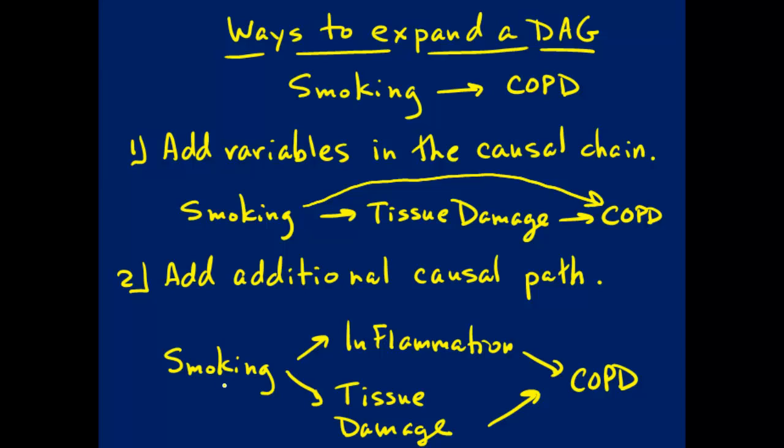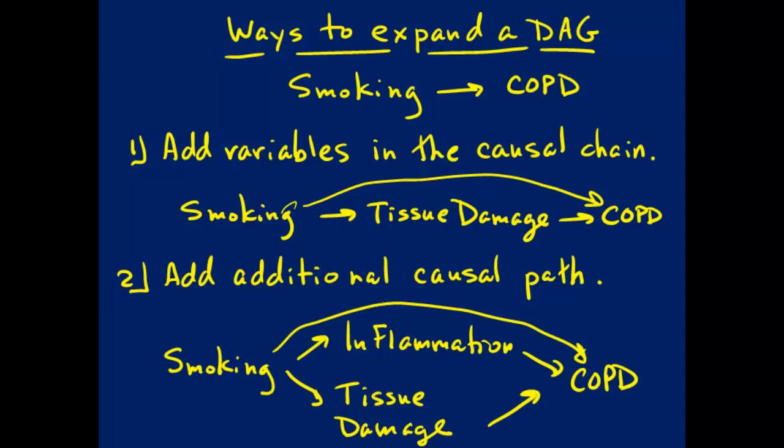We may say, okay, well, we know, or we hypothesize, that tissue damage and inflammation are 2 ways that smoking is causing COPD, but there might be other pathways. If we have that idea, that there might be other pathways, then we need to put an arrow here. Because remember, the principle is, if you're not certain, then you should put the arrow there. The absence of an arrow is a strong causal claim that there is no causal effect working through that pathway.